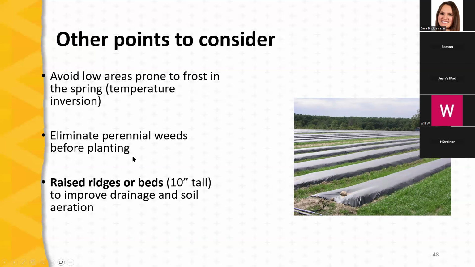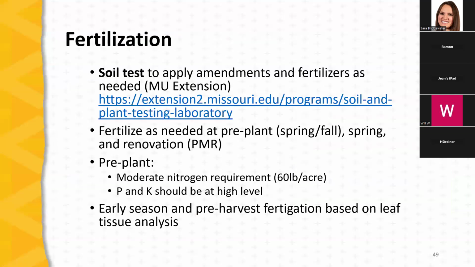Eliminate perennial weeds before planting. Those are the most difficult to eliminate, like Johnson grass and sedge. You want to eliminate those before planting. And I strongly recommend raised beds or ridge rows, 10 inches or more tall, to improve drainage and soil aeration.